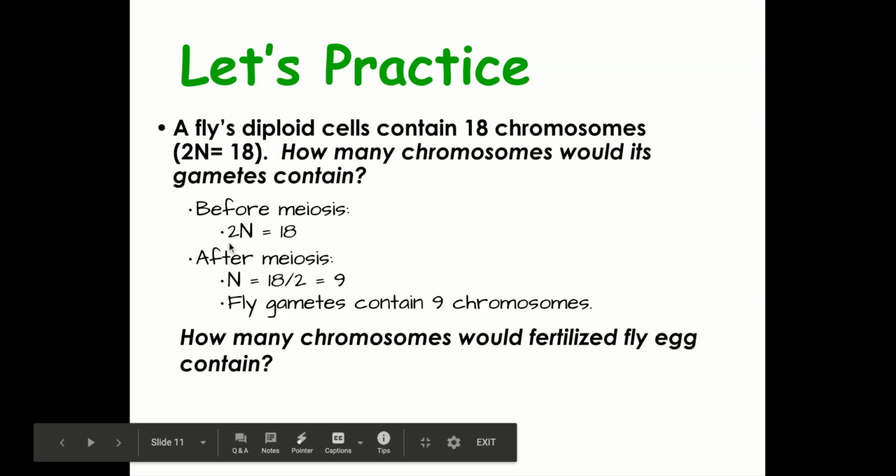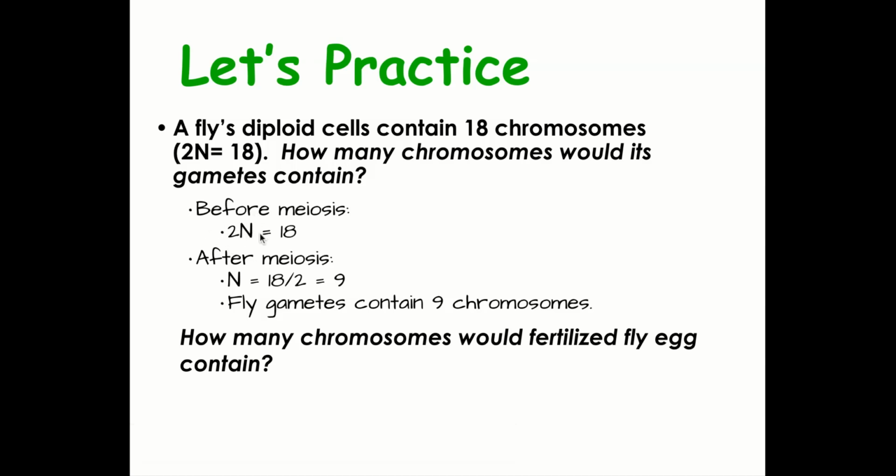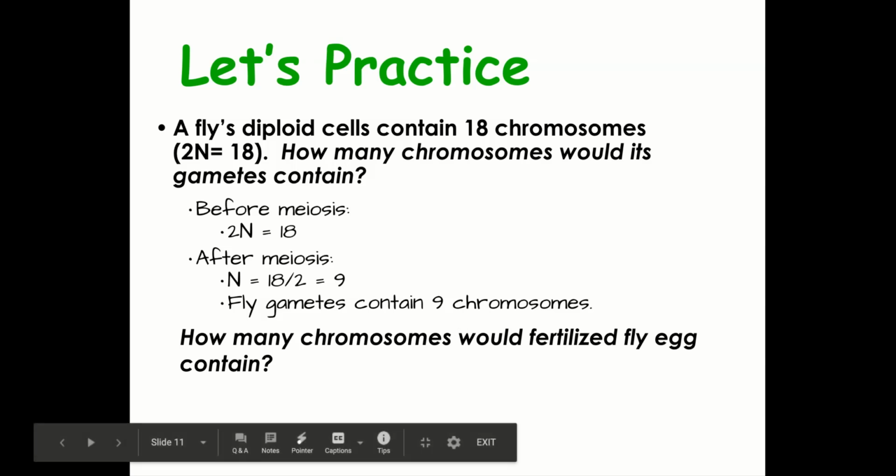Okay, so 2N basically means the diploid number. You divide 18 by 2 and you get N equals 9. So the haploid number is 9. How many chromosomes would fertilized fly eggs contain? Basically, you've got a sperm with 9 chromosomes, which fertilizes an egg with 9 chromosomes, and you end up with a zygote, aka a fertilized egg, with 18 chromosomes, because 9 plus 9 is 18.